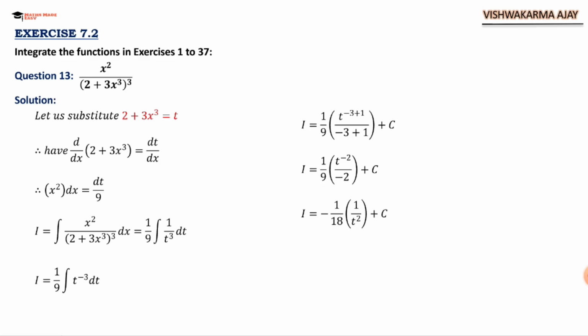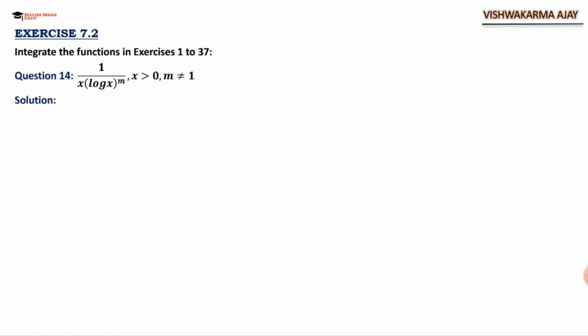9 times 2 is 18, and with this minus sign, minus 1 upon 18 times 1 upon t square plus c, but the value of t is 2 plus 3x cube. So this is our final answer. Let's move on to the next one.